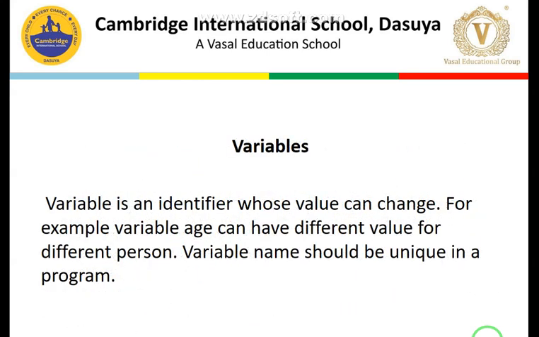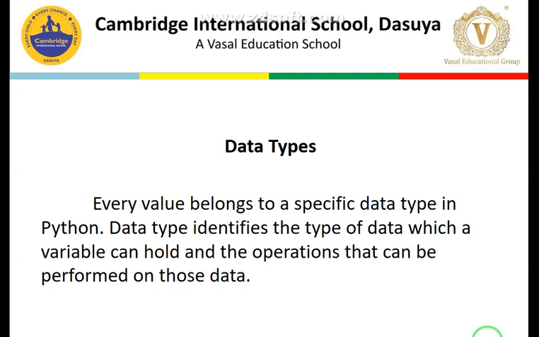Now we discussed what is a variable, a very important part of a Python program. A variable is an identifier which can change its value during the processing. Clear? So what are the different types of variables? And variable name should be a unique one in the program. Clear? We should not have two variables of the same name. Then we start with today's topic.